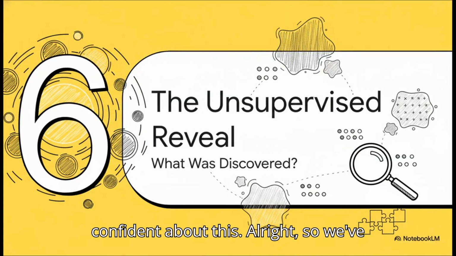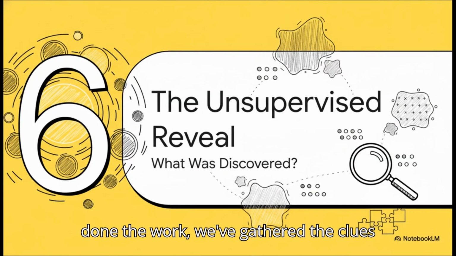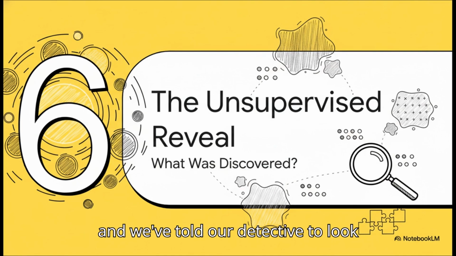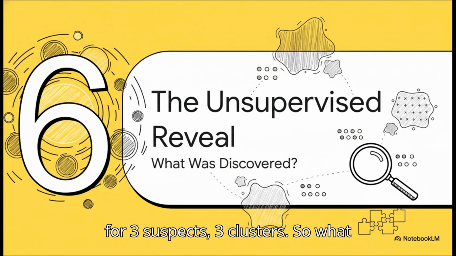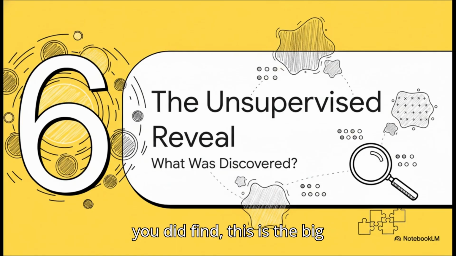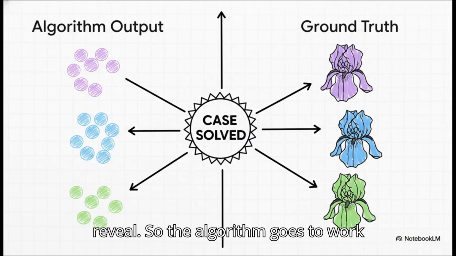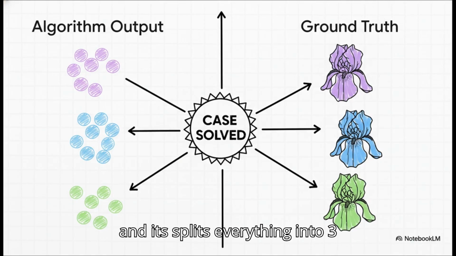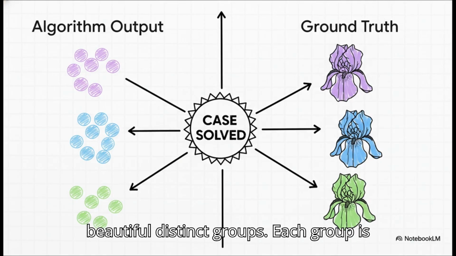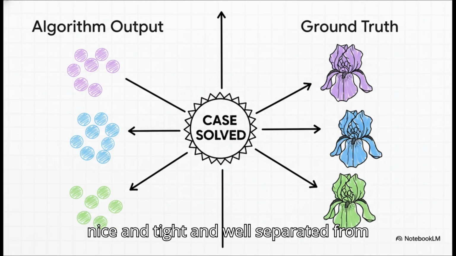All right, so we've done the work, we've gathered the clues, and we've told our detective to look for 3 suspects, 3 clusters. So, what did it find? This is the big reveal. So the algorithm goes to work, and it splits everything into 3 beautiful, distinct groups. Each group is nice and tight and well separated from the others.